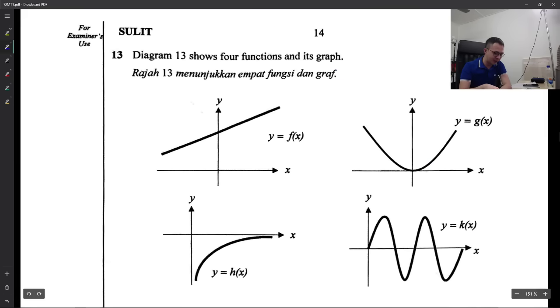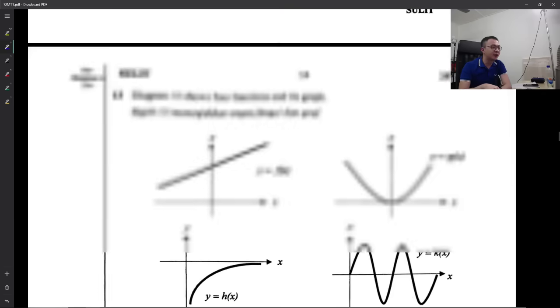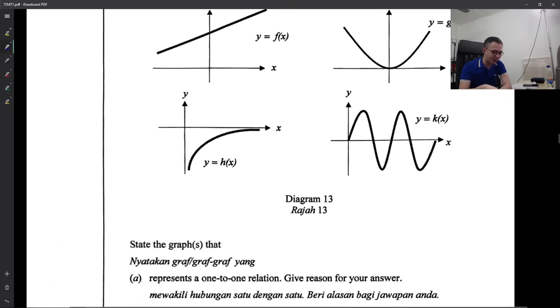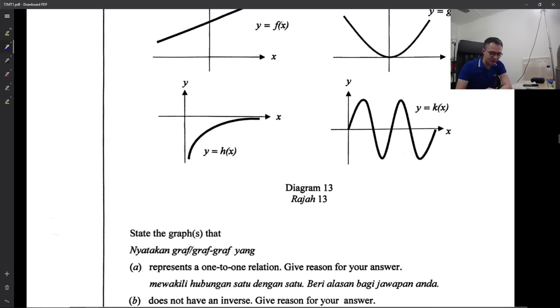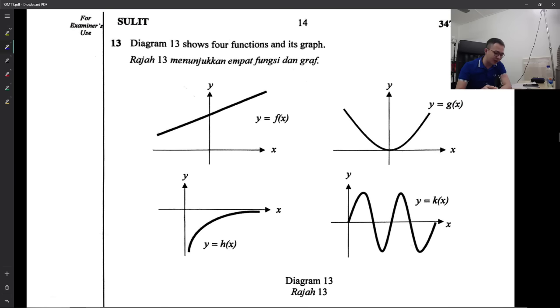Okay, for this question, you have 4 diagrams over here. State the graph that represents a one-to-one function and give your reasons. Give your reason for your answer. Okay, the one-to-one function is very obvious. It will be the fx and hx.